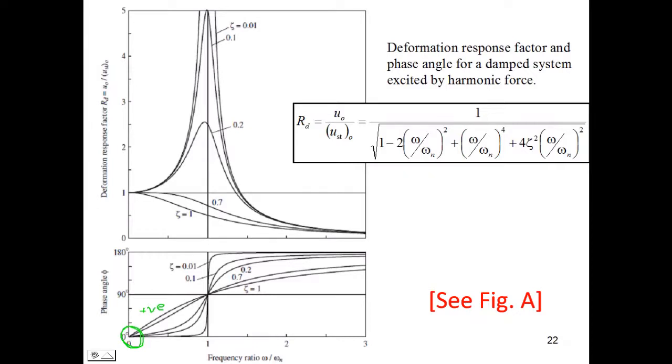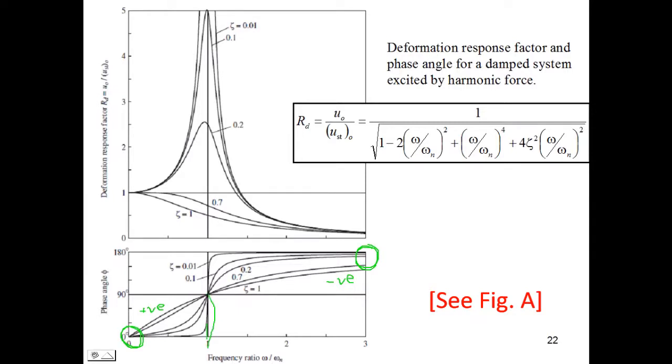If omega over omega n is much greater than 1, in other words, the force is rapidly varying, phi is close to 180 degrees, and the displacement is out of phase relative to the applied force. When the force acts to the right, the system would be displaced to the left.